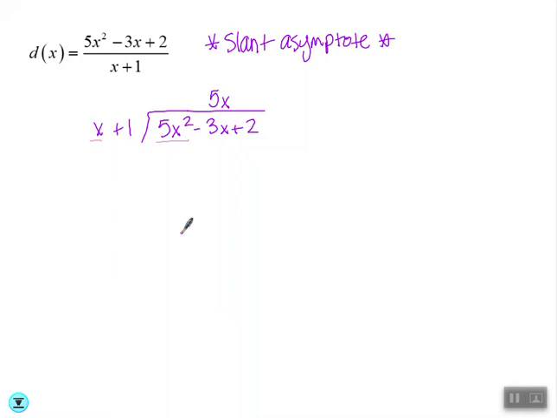Then we're going to follow the steps for long division that you learned in elementary school. We are going to take 5x, multiply it by x plus 1. We need to make sure we distribute. Then we need to subtract this from 5x squared minus 3x plus 2. So I'm going to change the sign of these and add them together. We get negative 8x plus 2.